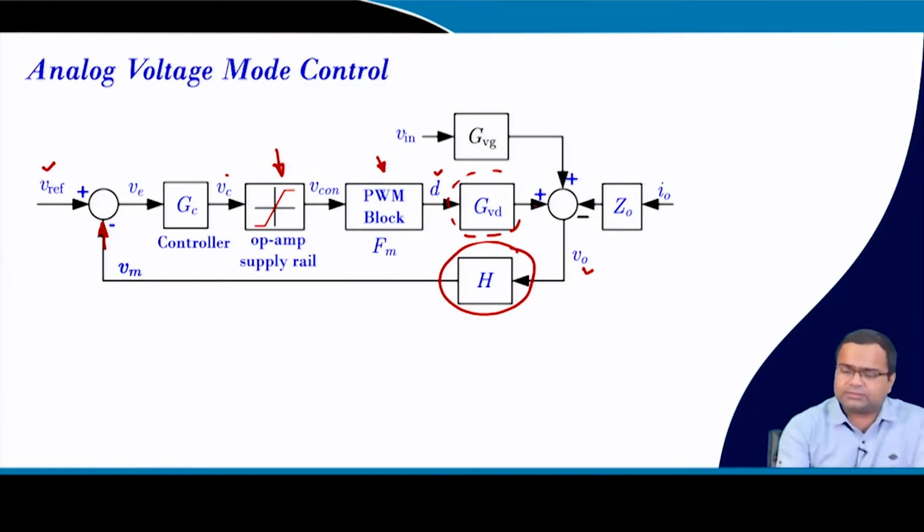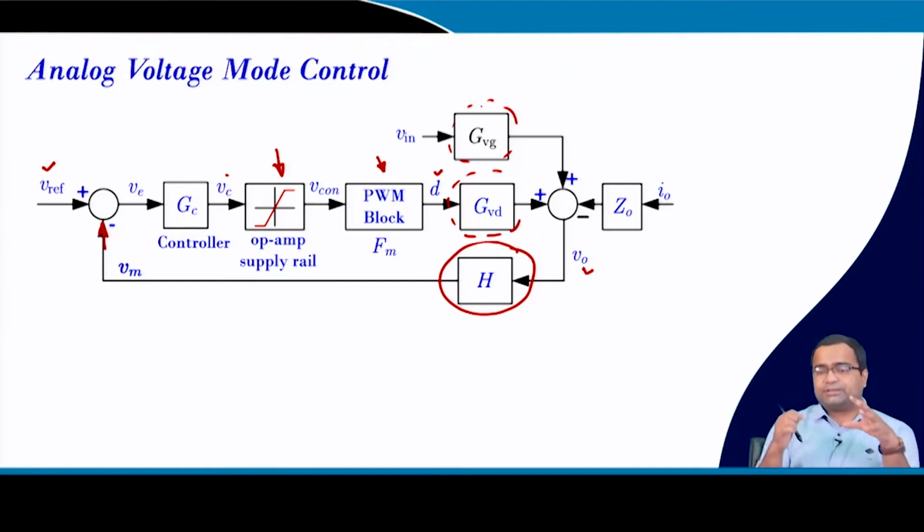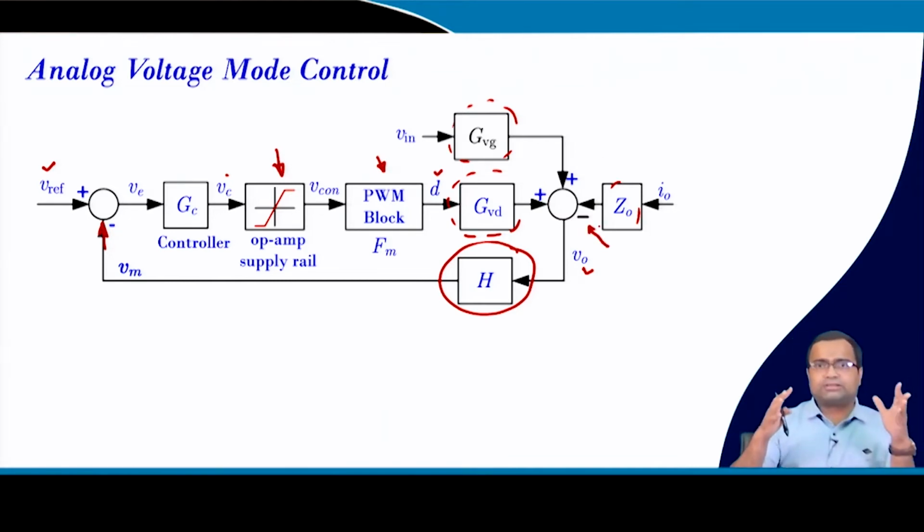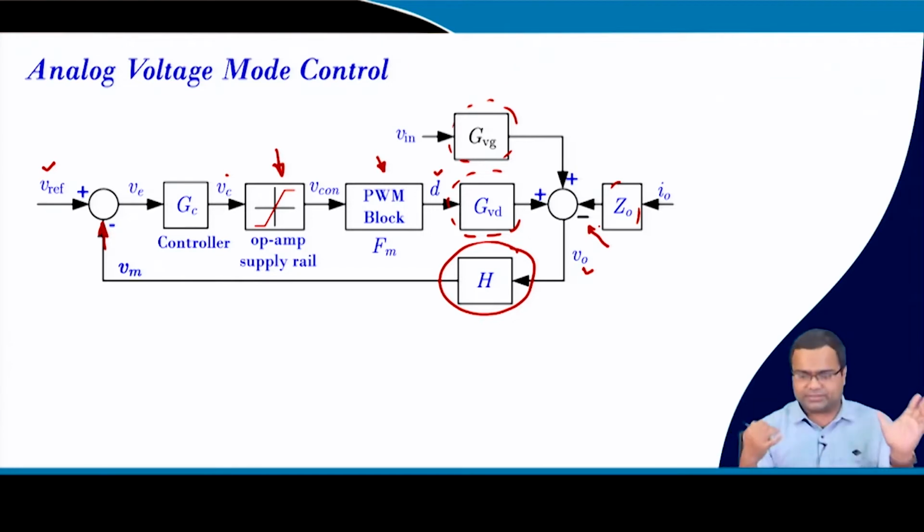This control to output transfer function reflects the change in output voltage due to the change in duty ratio. This one is the audio susceptibility, which reflects the change in output voltage due to the change in input voltage, and the output impedance reflects the change in output voltage for the change in load current. We need to take into account the sign, because if we are talking about a sinking current, then a negative sign will come into the picture. So, adding all together, this is the output voltage variation.